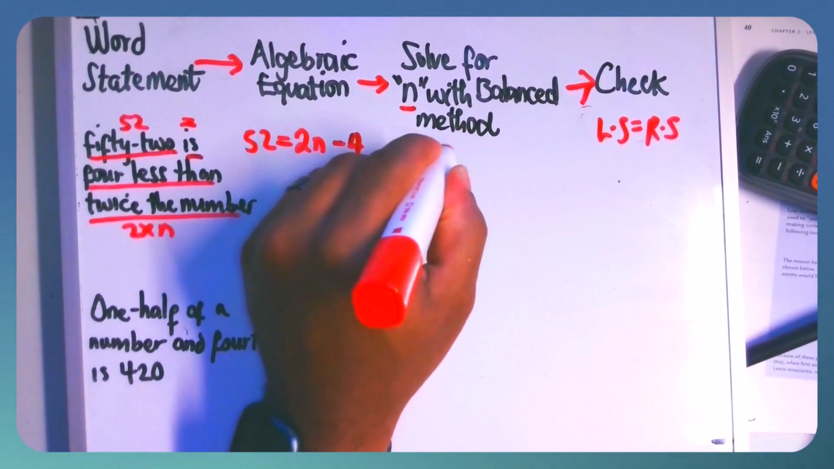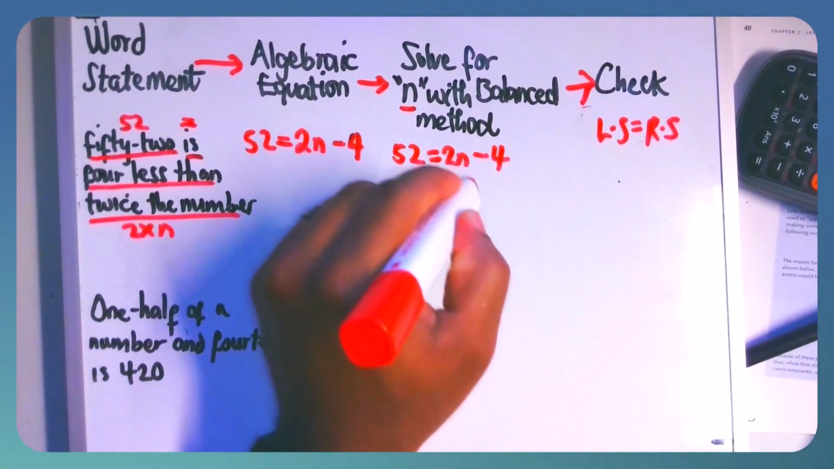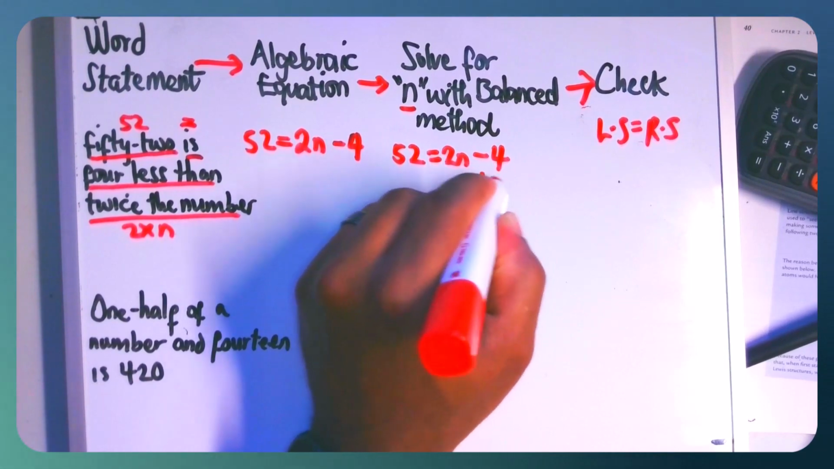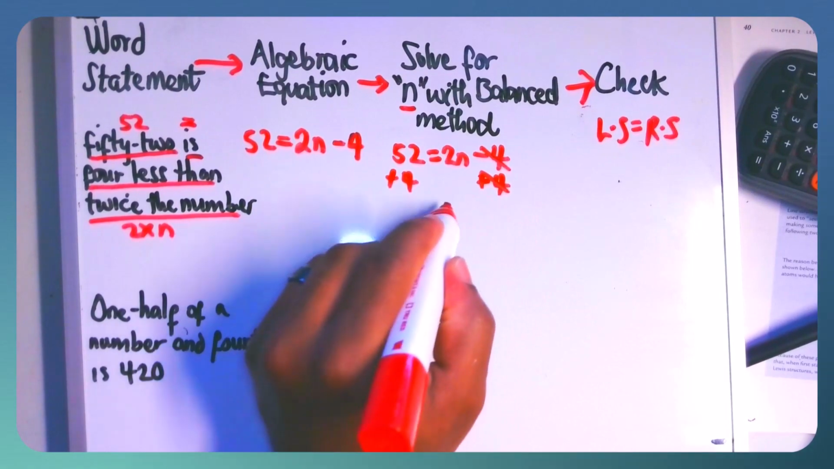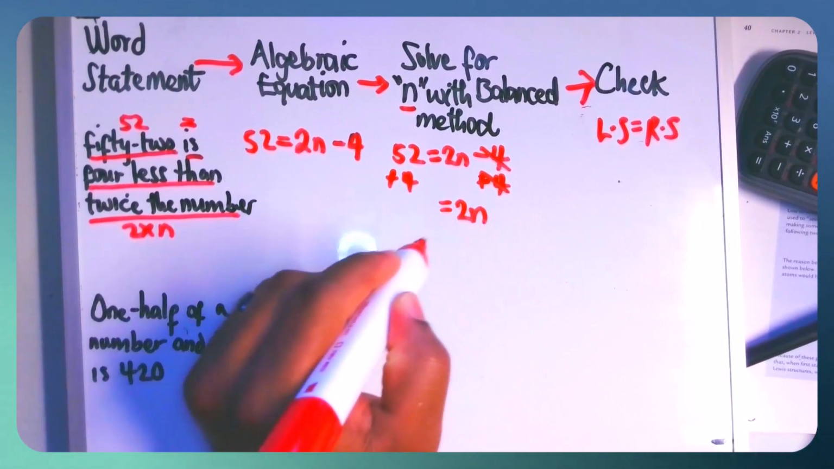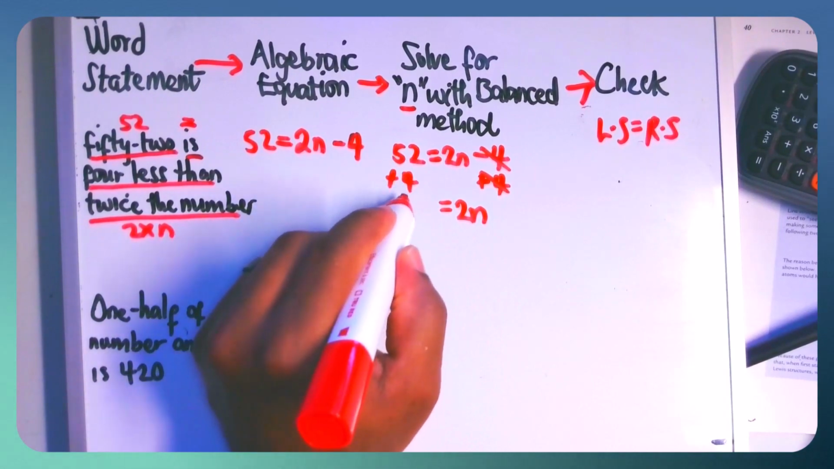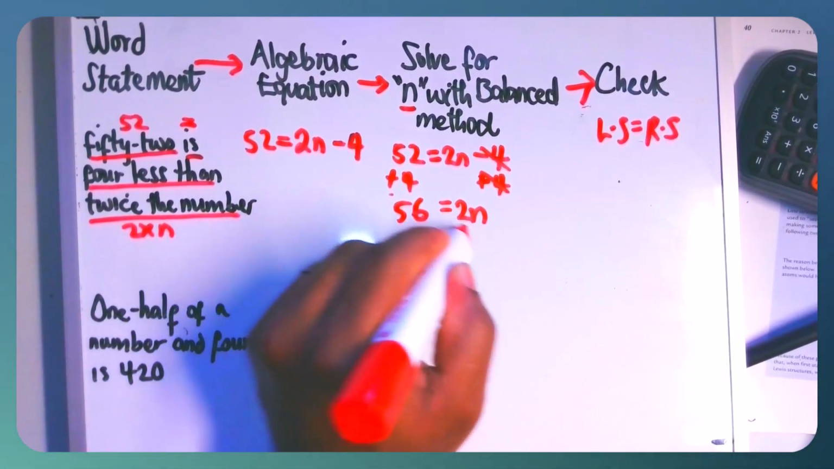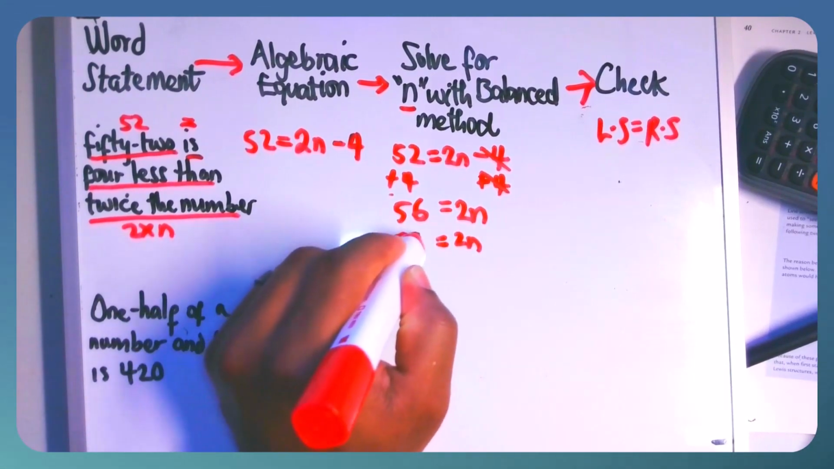52 is equal to 2n minus 4, and we see that the first step is, because we have subtract 4, we're going to add 4 to both sides, and so this here shows that that gives us 0, and we have our 2n on the right side, but on the left side here we have 52 plus 4, which gives us what? 56. And so our final step is to do what? Divide both sides by 2, because our 2 is multiplied by our n.